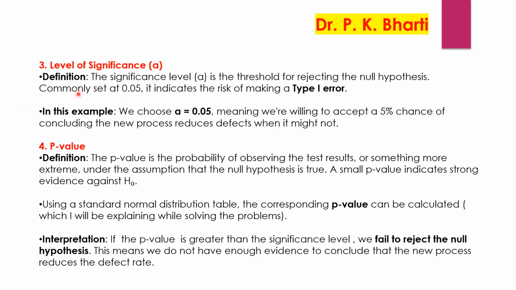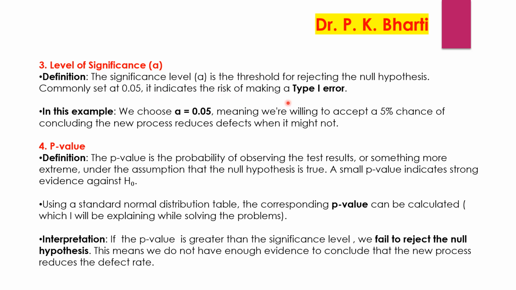The third step in test of significance is selecting the value of level of significance. As we know, the level of significance is the threshold for rejecting the null hypothesis. Commonly, it is set at 0.05, though it may be taken as 0.01 or 0.10.